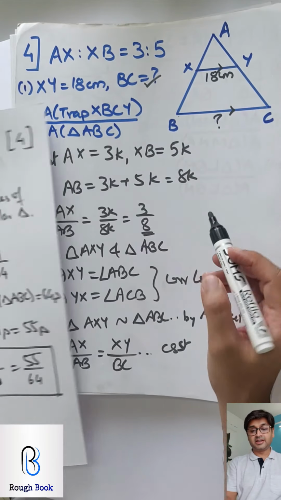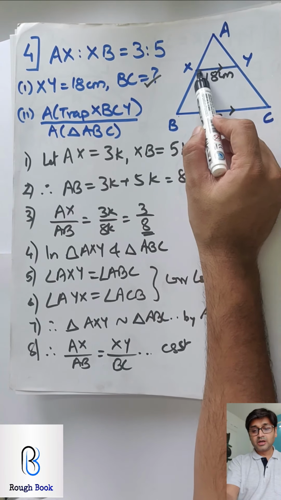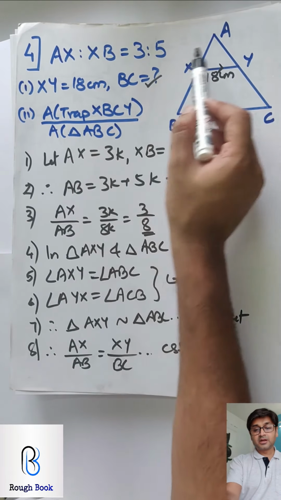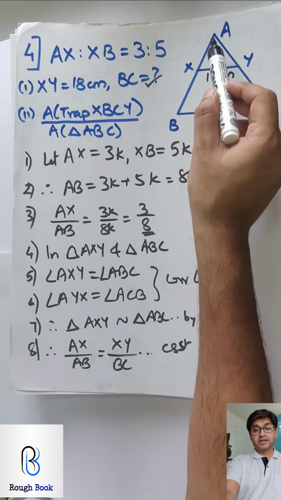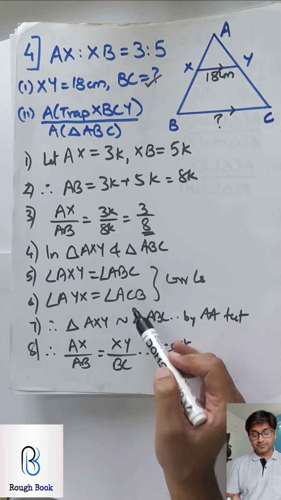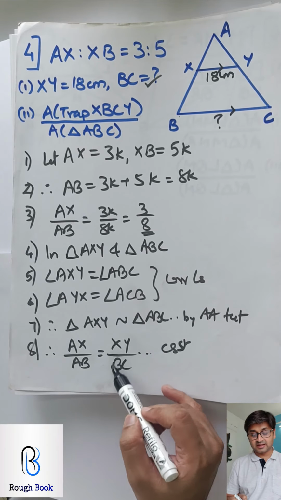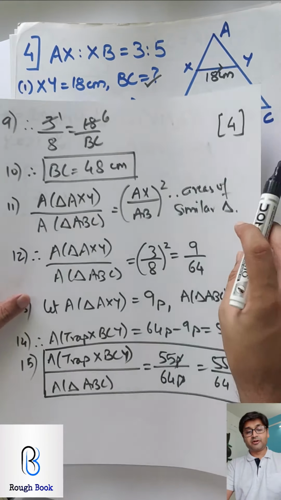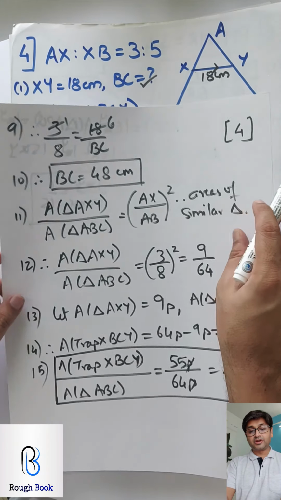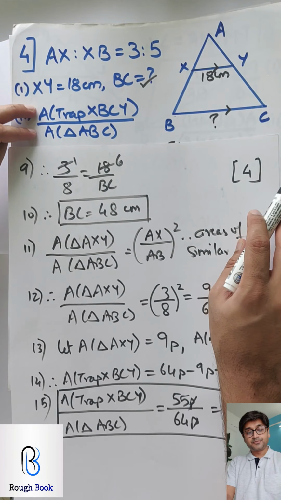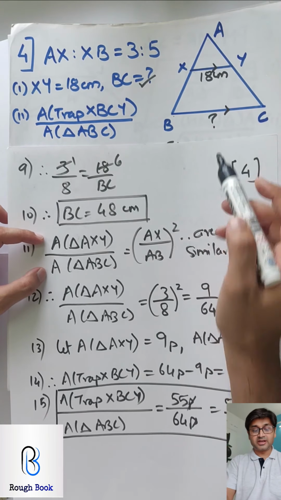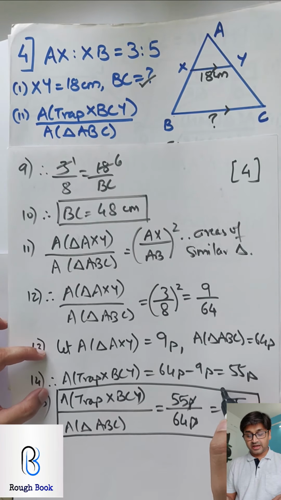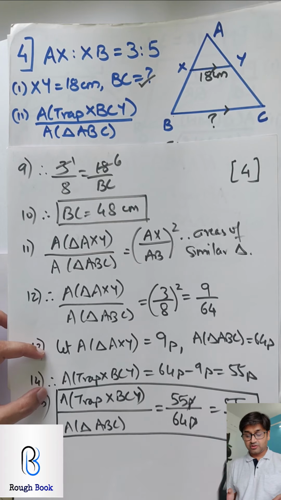So let us quickly recap it. First we took AX upon XB, converted to AX upon AB using X method, 3 by 8. Then we proved the two triangles similar so that you can use the CSST and get the value of BC. So we found BC. Once BC was known, now they wanted this area ratio. So we first took this area of similar triangles AXY, ABC. Again used X method and found these two finally.